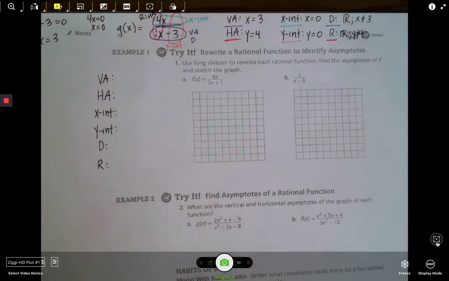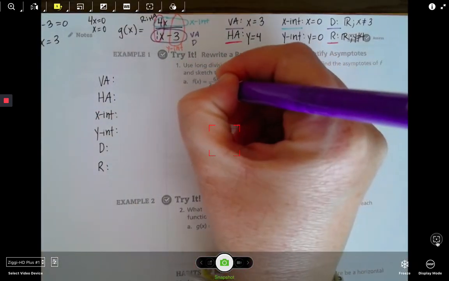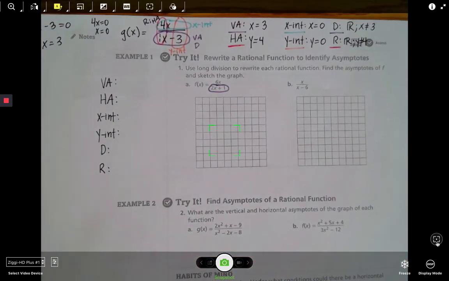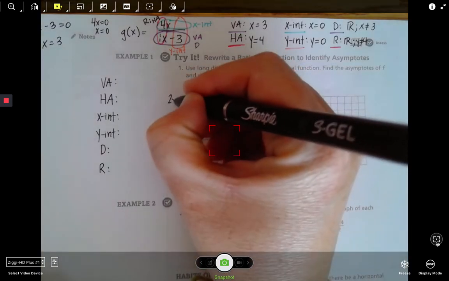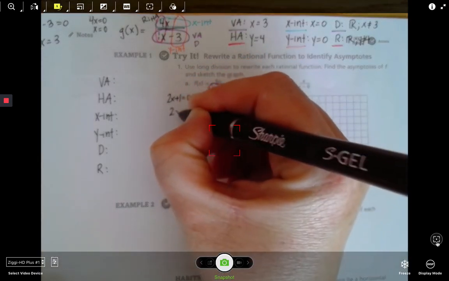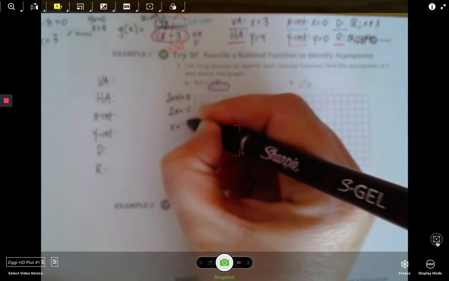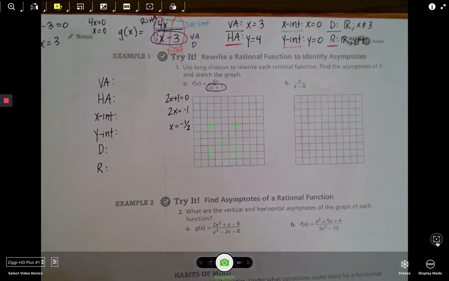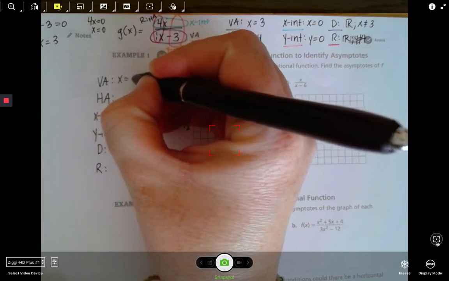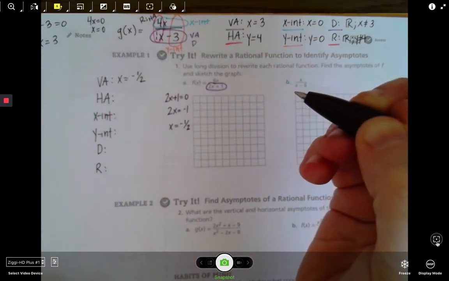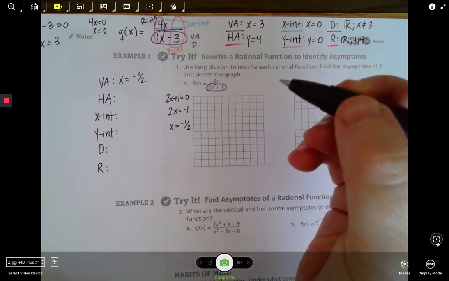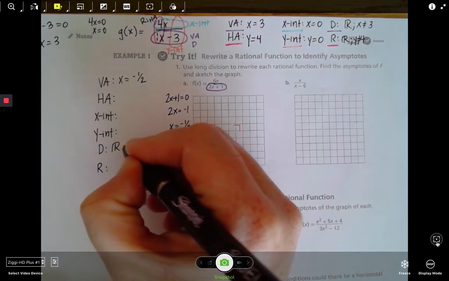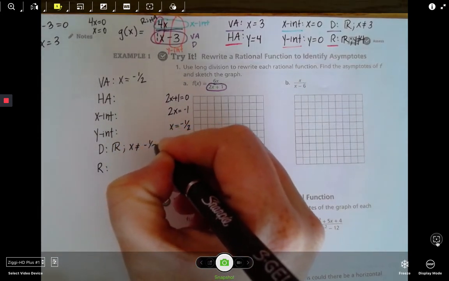So let's start with our vertical asymptote. We said that came from our bottom, okay? Vertical asymptote and domain. So I got 2x plus 1 equals 0. 2x equals negative 1, so that means x equals negative 1/2, right? So x equals negative 1/2. And what else does that tell us? That also tells us our domain, right? All real numbers, x cannot equal negative 1/2.